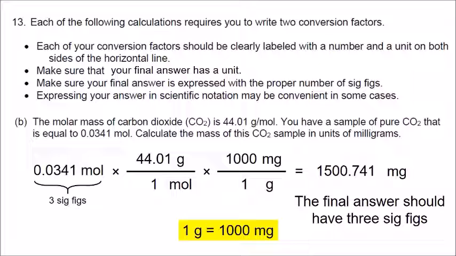Expressing your answer in scientific notation may be convenient in some cases, and it will be convenient now. Because watch what happens when I try to round this. If I said 1501, well, that would be 4 sig figs. If I just said 1500 with no decimal, that would be only 2 sig figs. If I want exactly 3 sig figs, I must write this number in scientific notation, 1.50 times 10 to the 3rd power. That is the correct answer with the proper number of sig figs.